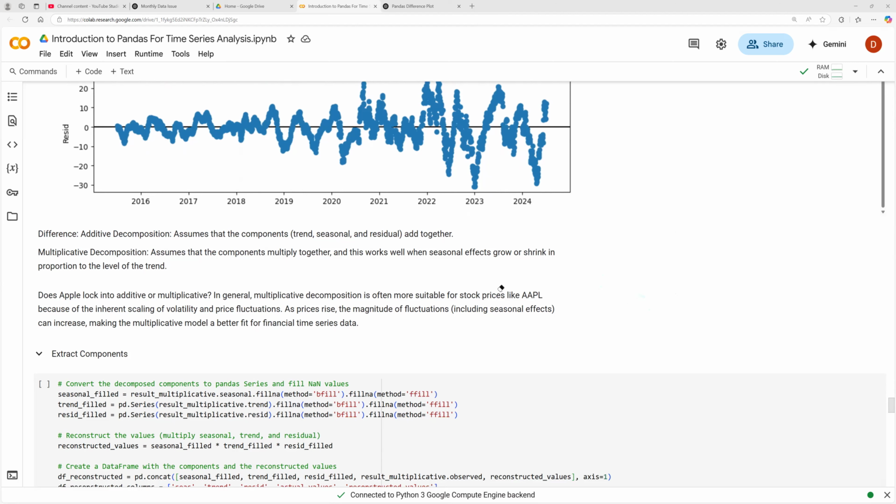Now, answering the question finally, does Apple look like it's multiplicative or additive? I mean, you could kind of see that multiplicative decomposition was more suitable for the Apple stock price, right?